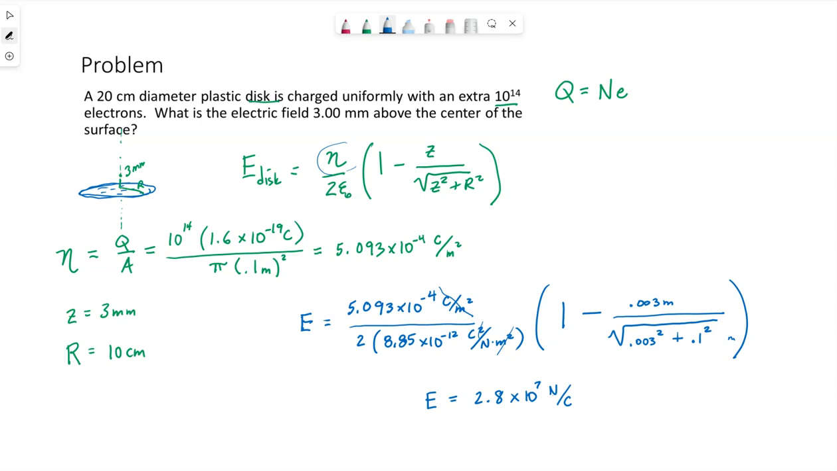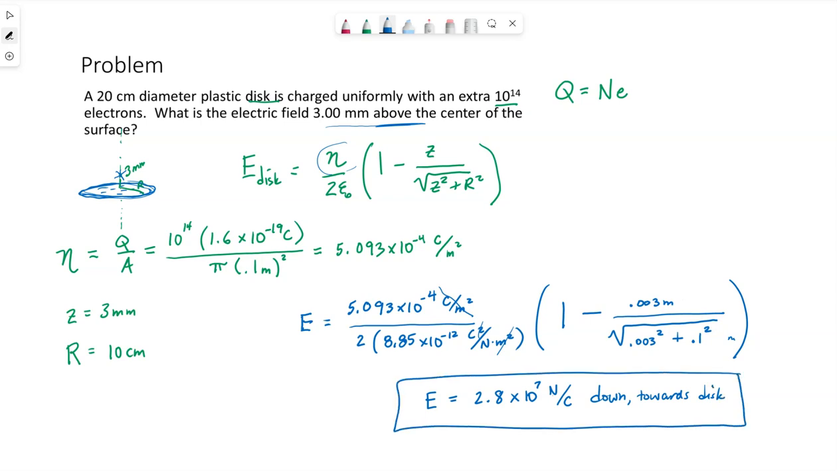The direction, electric field is a vector, so we need to describe it completely. The direction of the electric field is towards the disk. With the wording of the problem, it says to find the electric field at this point above the center of the surface. That's why I drew my disk horizontal. So this point up here, above it, towards the disk would be down. So down or towards the disk is the direction for this electric field.